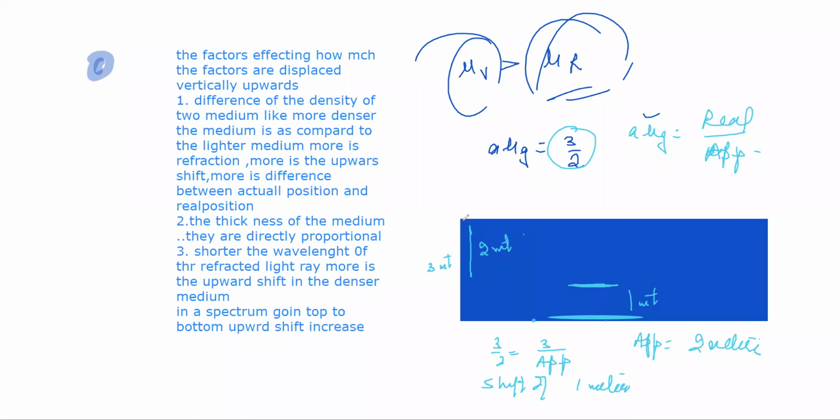What is the real depth? 3 meters. And where are we seeing it? At 2 meters. So we see it at 2/3 of the real depth. The point is that whenever we observe a glass block whose refractive index is 3/2, it will only appear to us as 2/3 of its actual depth.